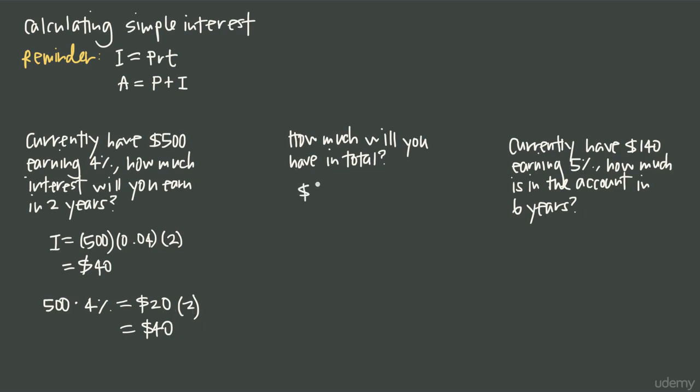So the total would be 500 plus 40, which is equal to 540. So when you're asked how much will you have in the account after a certain amount of time, not just how much interest will you earn specifically, you can do the same calculation we did here, calculating the interest only, and then add that to the principal amount, the amount you started with. So you can do the same math and then just take the result and add it to the 500 you started with.